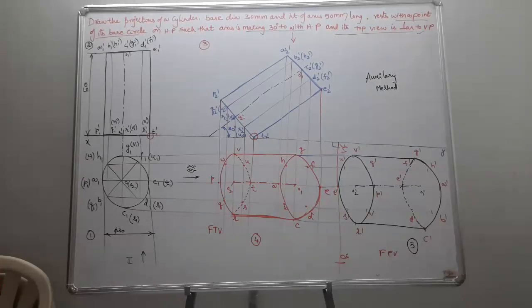with its axis inclined 30 degrees to VP, and front view of the axis is inclined 45 degrees to the HP. Front view of the axis inclined 45 degrees to the HP.